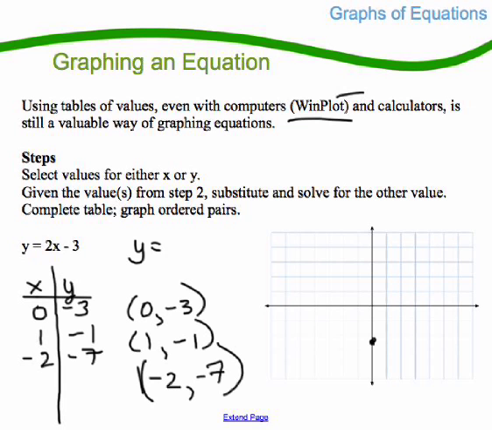Just like I did on the other page, I just plot those. So 0, minus 3, about there. 1 and minus 1 would be about there. And minus 2 and minus 7. 1, 2, 3, 4, 5, 6, 7-ish, somewhere in there.